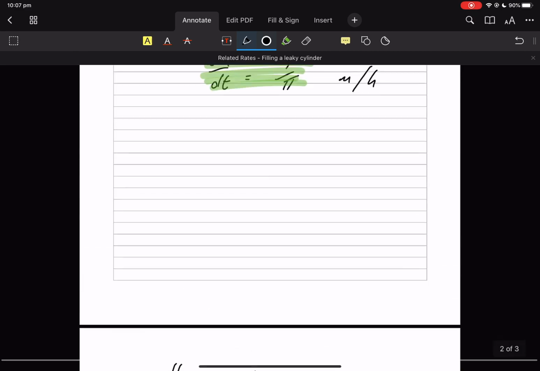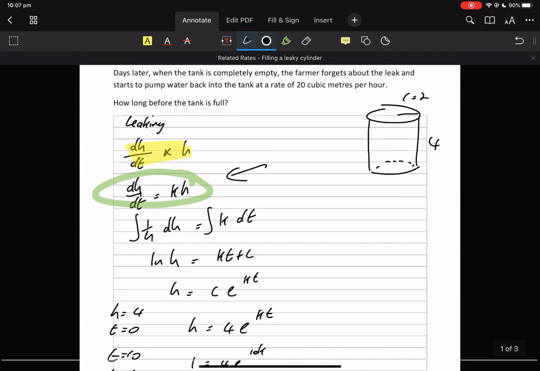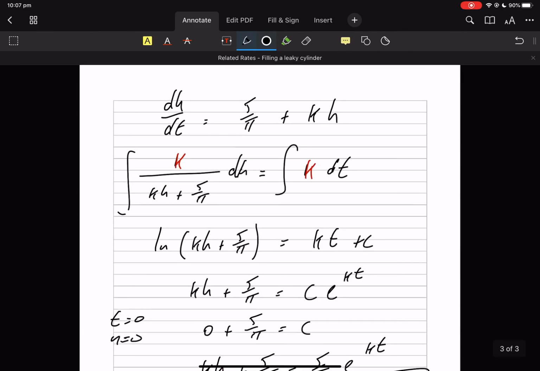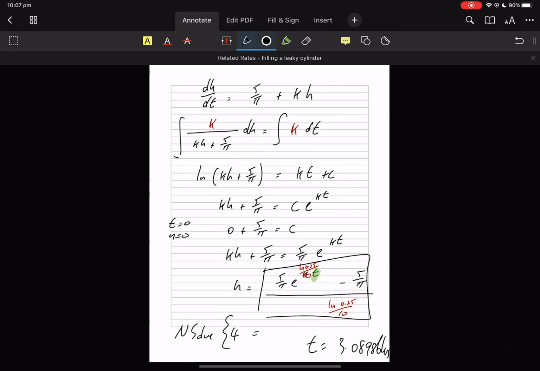It's about separating it into when it's leaking, when it's filling up, and then combining the two together. Awesome question. Love it.